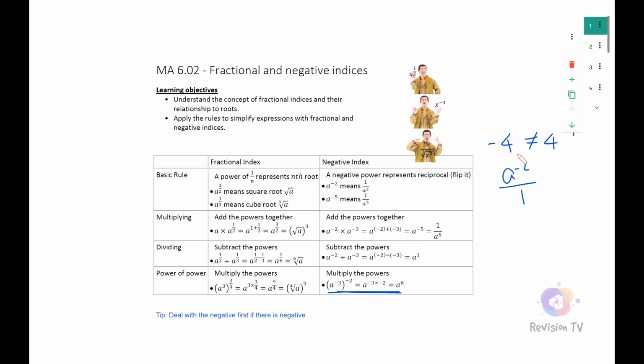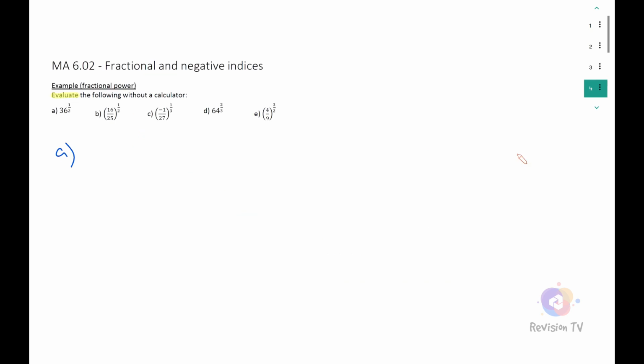So question A, 36 to the power of a half. So let's recall what fractional power is again. Fractional power, 1 over n, means nth root. So here, we're going to learn how to deal with the nth root. So 36 to the power of a half is the same as the square root of 36, which is 6. Part B.